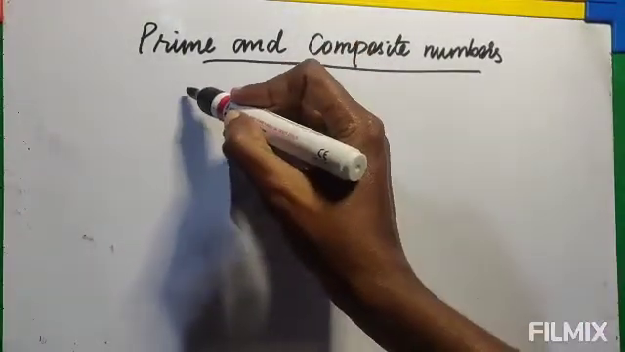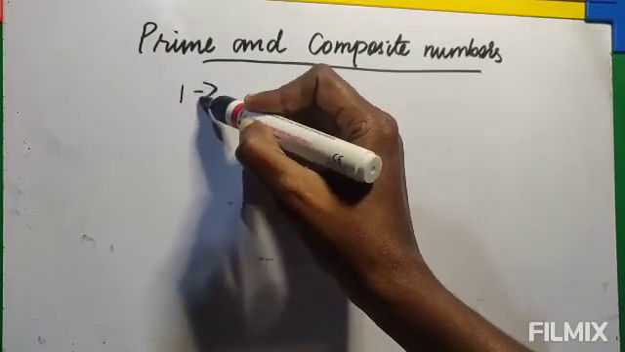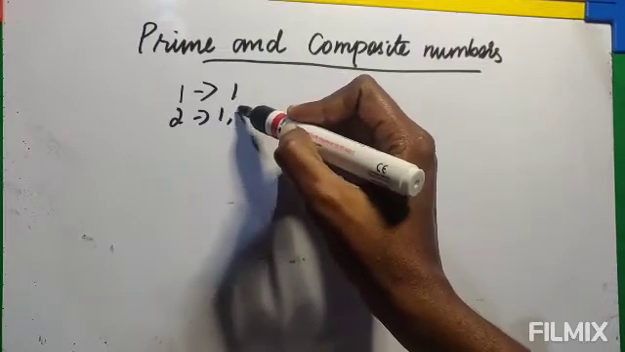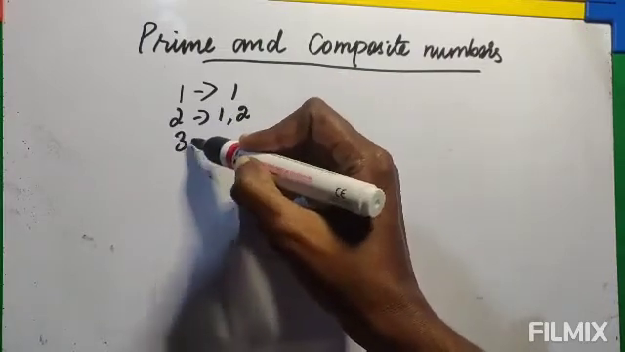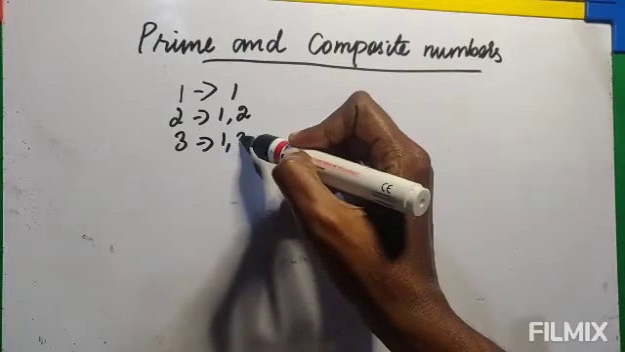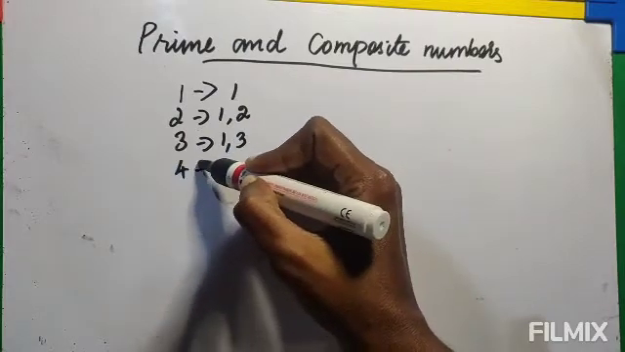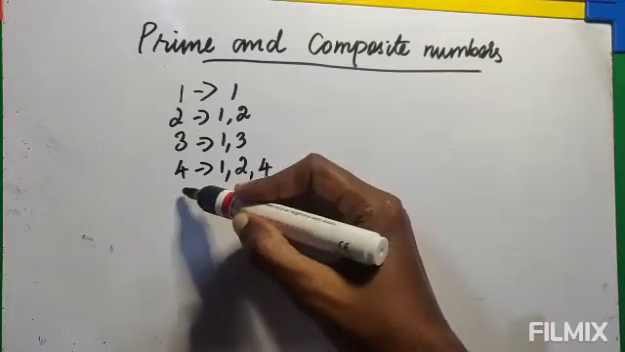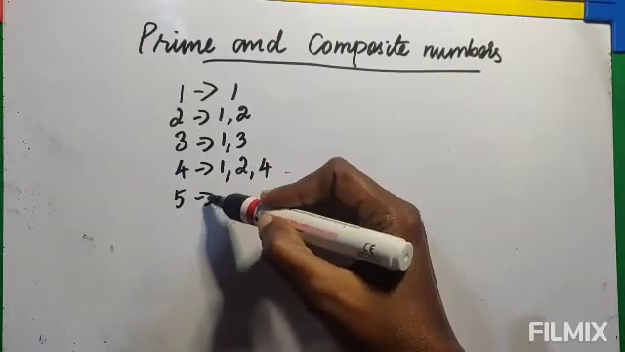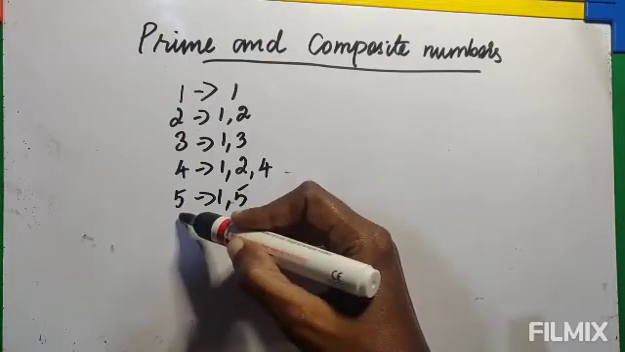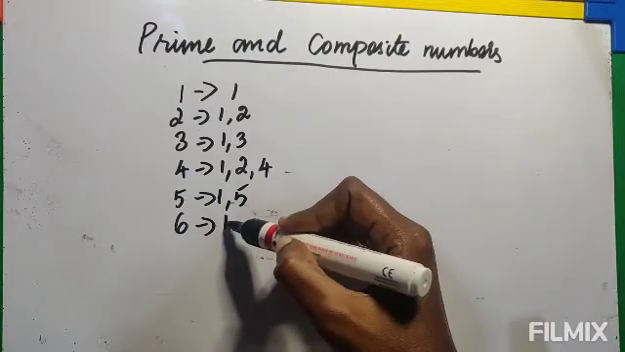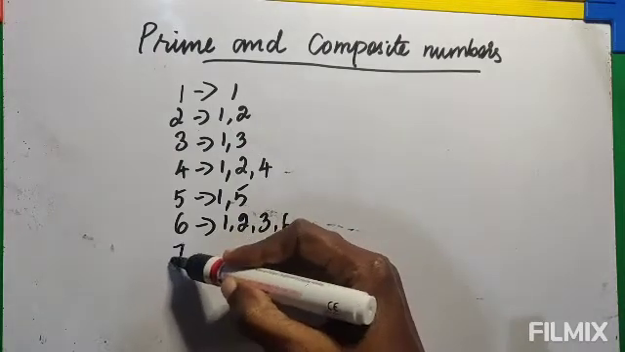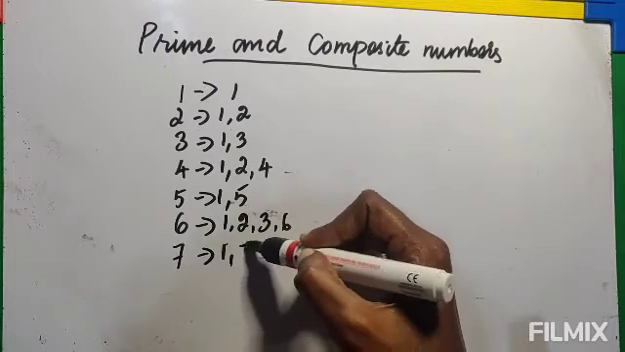Okay. So first, the factor of 1 is 1 alone. Again, factors of 2 are 1 and 2. Factors of 3 are 1 and 3. Factors of 4 are 1, 2 and 4. Factors of 5 are 1 and 5. Factors of 6 are 1, 2, 3 and 6. Factors of 7 are 1 and 7.